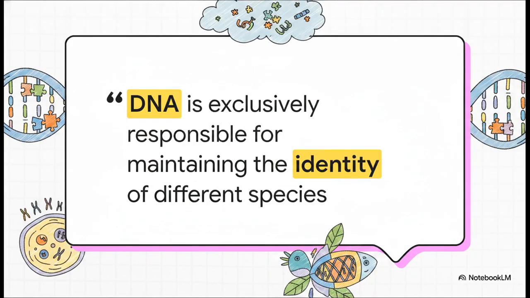This elegant, highly specific base pairing explains exactly how DNA can duplicate itself during cell division. It's the sole chemical basis of heredity. The exact message for synthesizing every single protein in your body is coded right here. This single molecule is exclusively responsible for maintaining the identity of every different species on Earth over millions and millions of years. It's honestly mind-blowing.